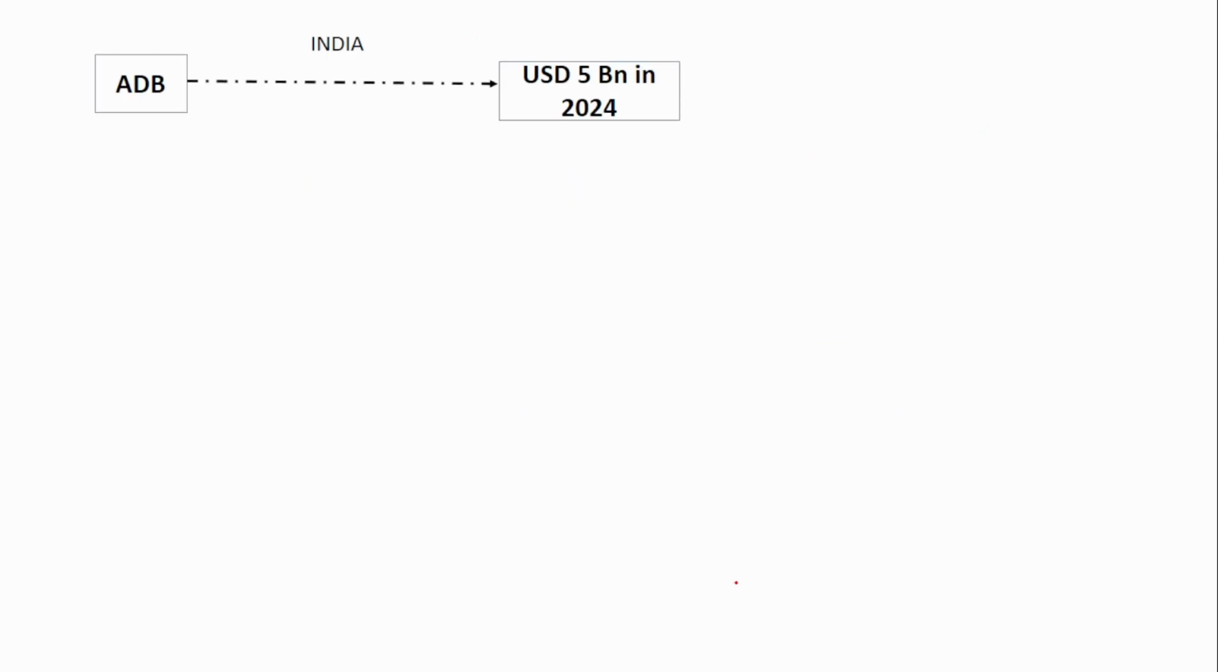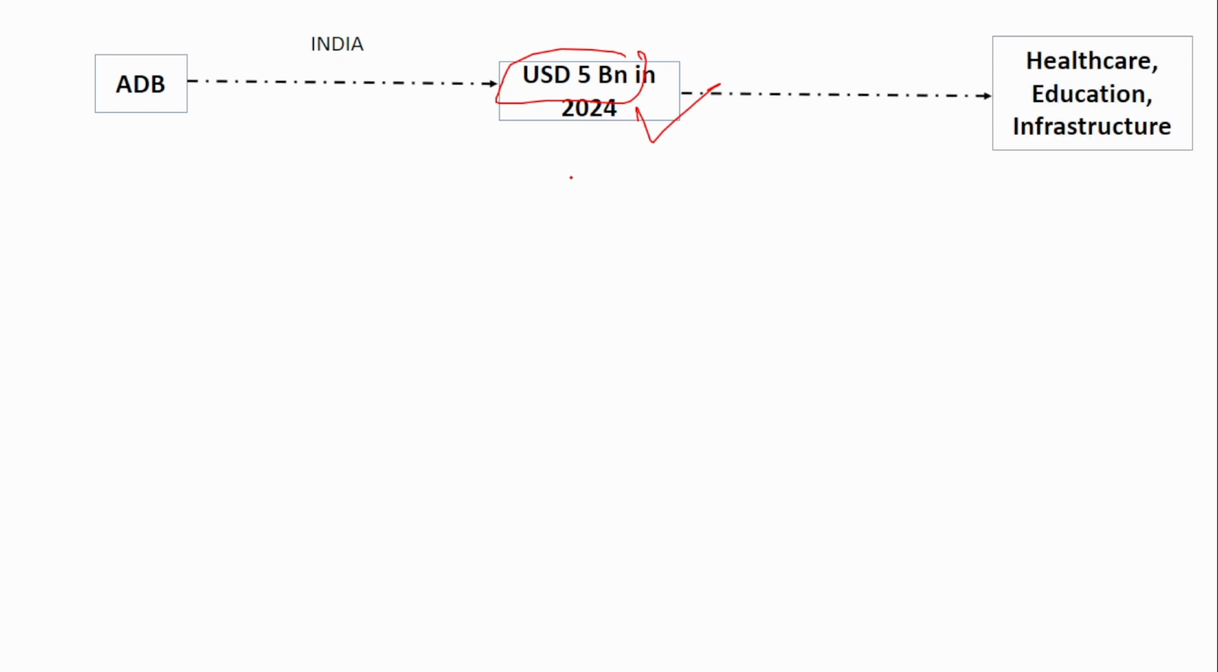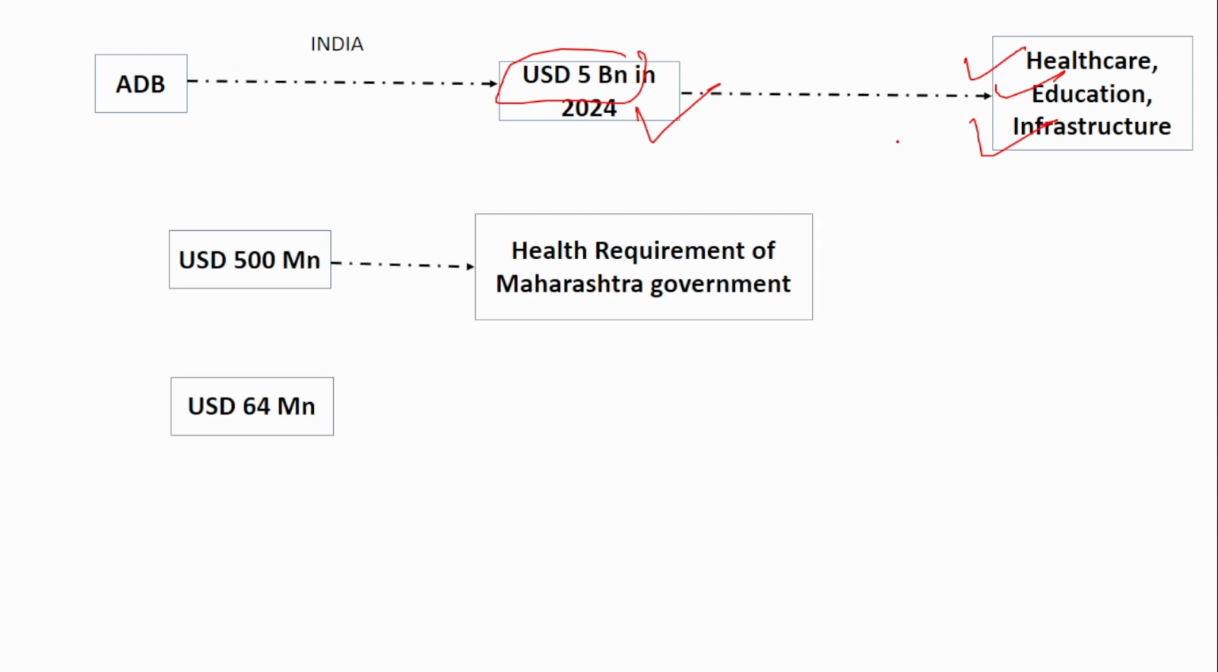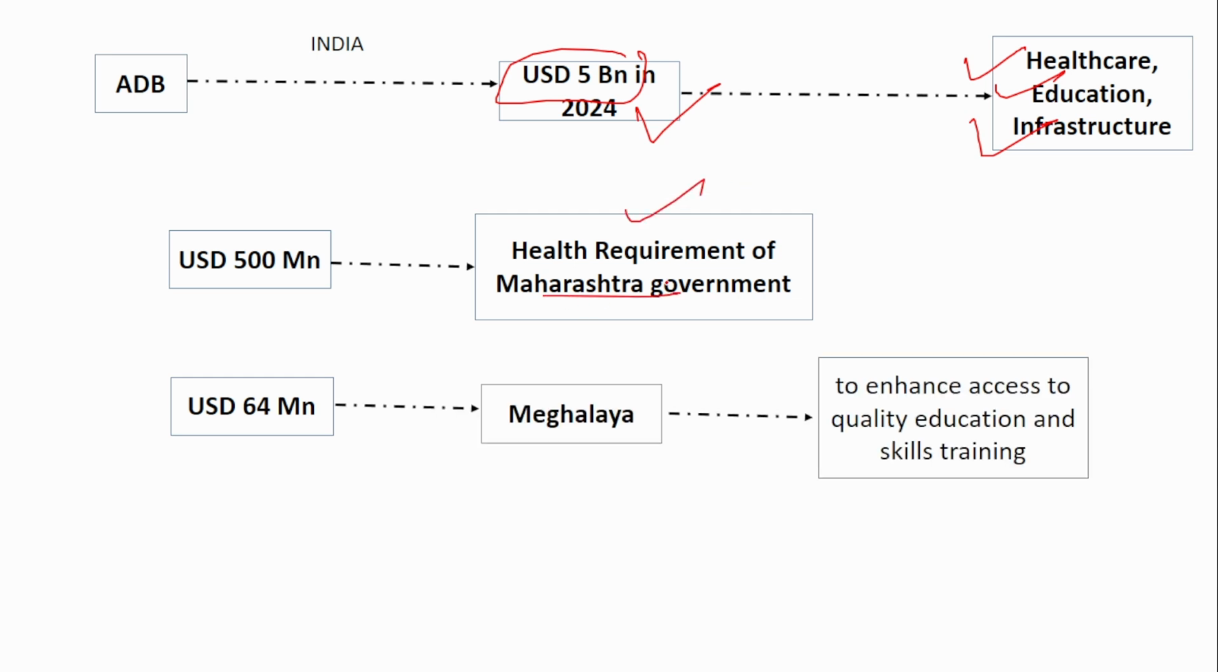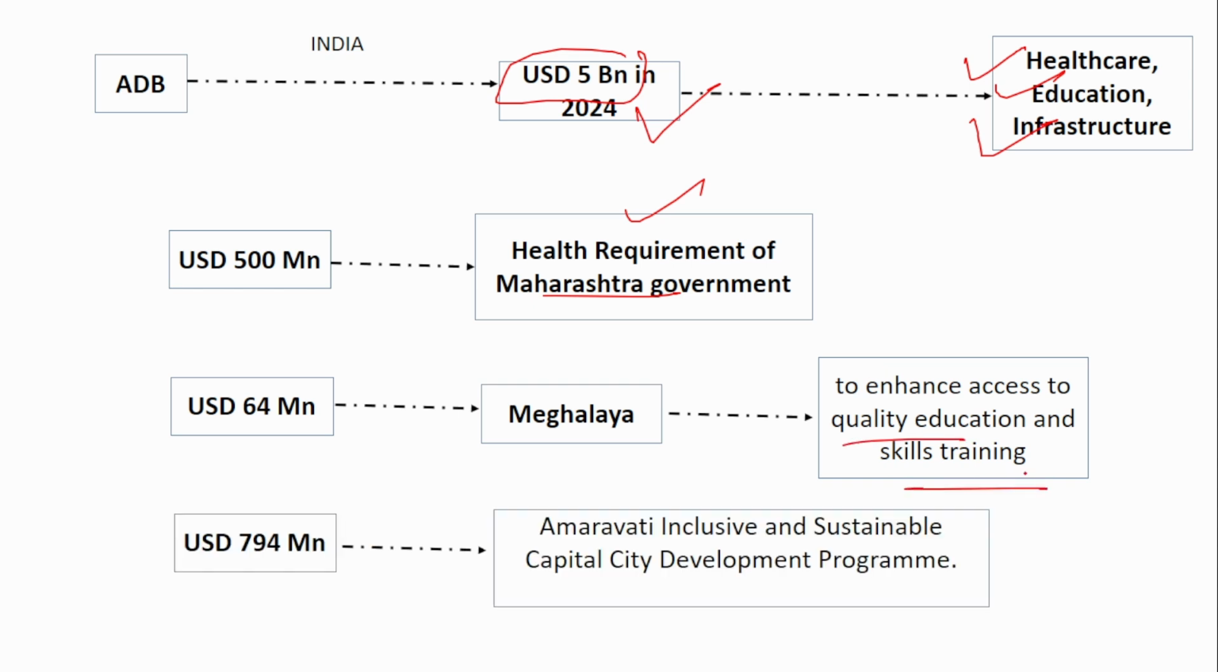Next, ADB has committed around 5 billion USD to India in 2024. This was used for various purposes like healthcare, education and infrastructure. Across these 3 sectors, this money was used. Apart from that, 500 million USD was given for health purposes in Maharashtra, 64 million to Meghalaya. The purpose is to enhance quality education and skill training. Next, $794 million to develop the new capital, that is Amravati, okay, to develop the sustainable Amravati capital city. We know that Amravati is the new capital of Andhra Pradesh. So to develop the capital, $794 million has been provided.